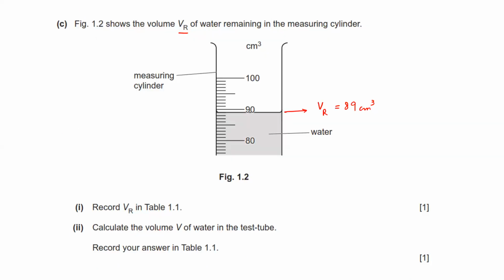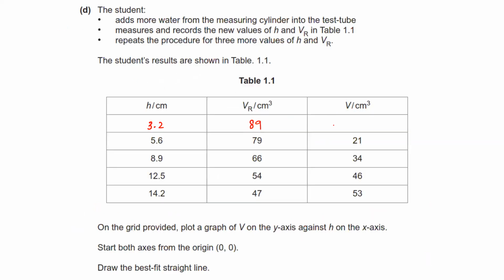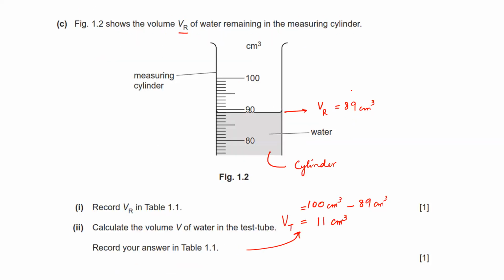Then it says calculate the volume V of water in the test tube. This is our cylinder. The cylinder was completely filled to 100 centimeter cube. Now the volume is 89 centimeter cube. If we subtract both values, the volume in the test tube will be equal to 11 centimeter cube. So record the value of V in table 1.1. The volume will be 11 centimeter cube. So we're done with part C.